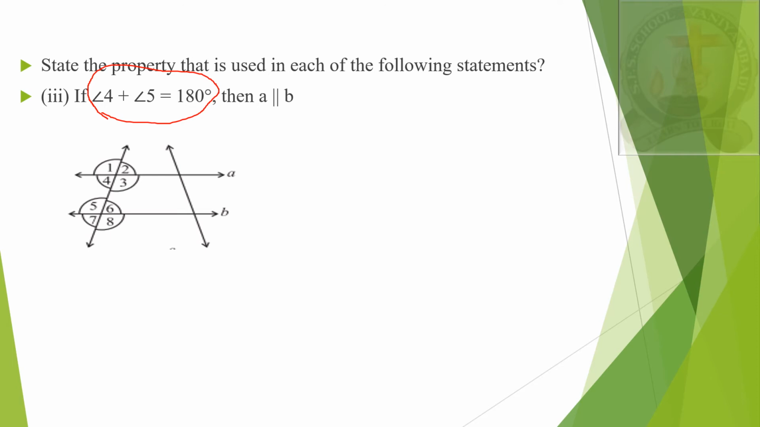Let me draw this diagram very clearly. I'll take a line A, line B. On the lines A and B, the transversal P cuts. The transversal P touches at some point here. We need not mention the points here. But the question is about angle 4 and angle 5 here. What is angle 4 here? Yes, angle 4 and angle 5 here.